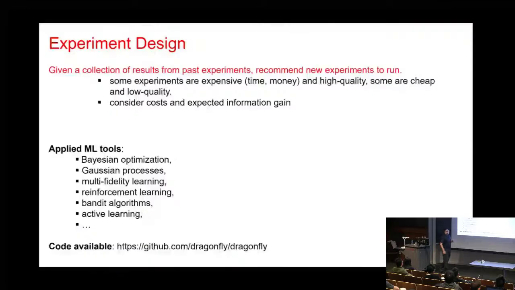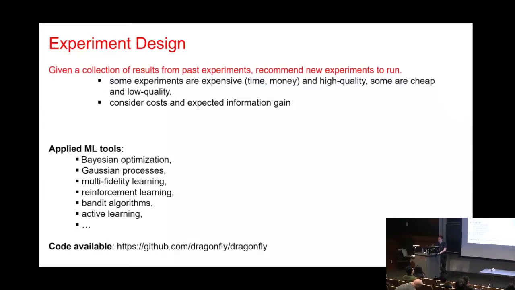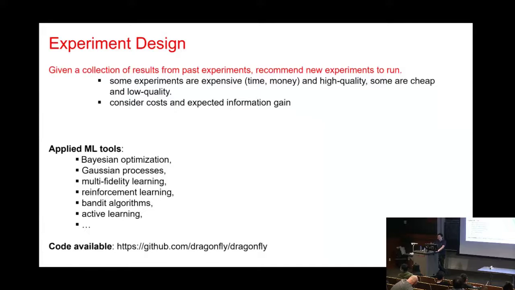All right, so in the experiment design task, the goal is that given a collection of results from past scientific experiments, we want these machine learning algorithms to recommend new experiments to run. And some of the experiments are expensive in terms of time or money. Some are high quality, some are cheap and low quality, and ideally the machine learning algorithms should consider all of these. So they should consider the costs, and they should also consider the expected information that they might gain from that experiment.